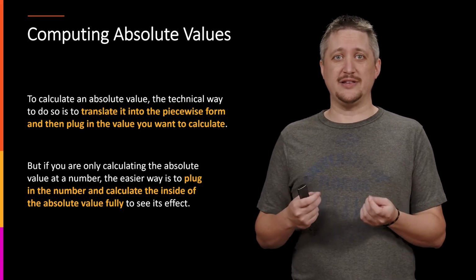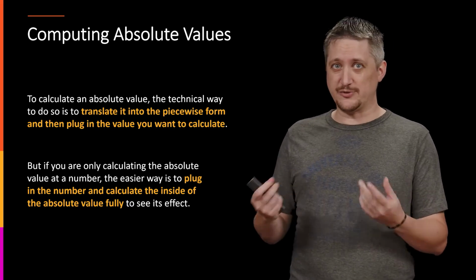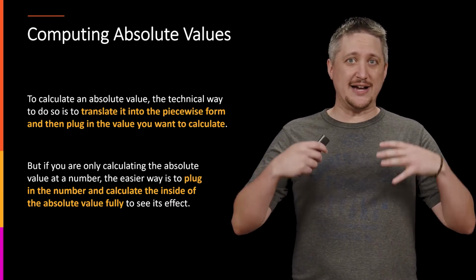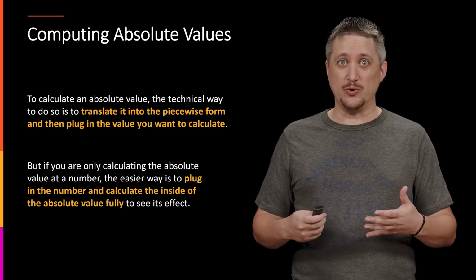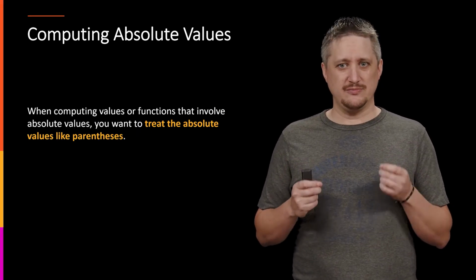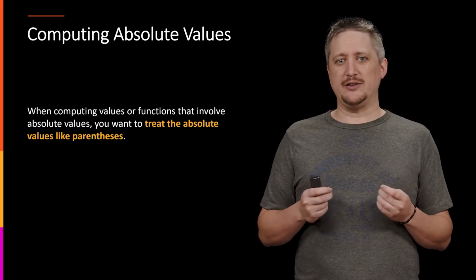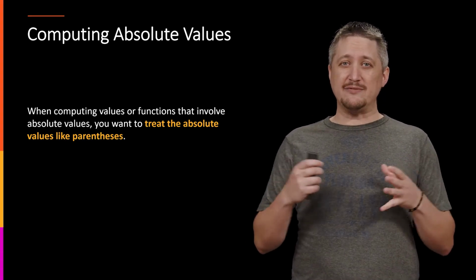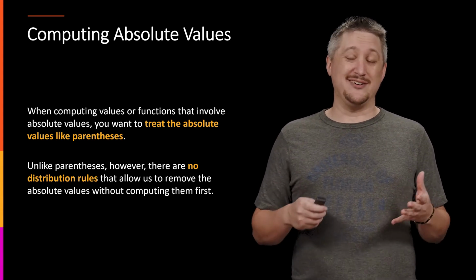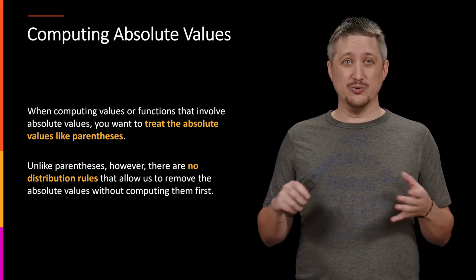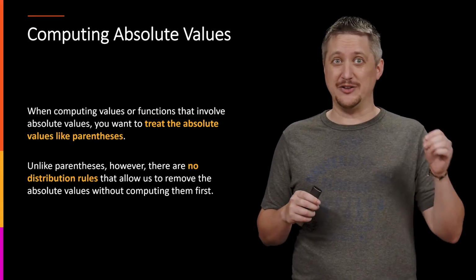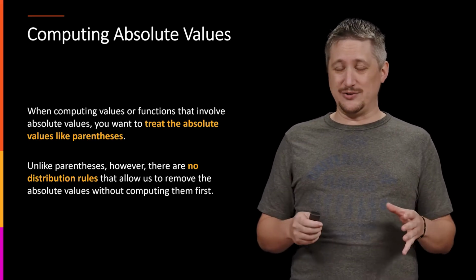So if you're going to be calculating this for a number, as opposed to an expression or some abstract value like x, then you can actually just plug it in and calculate as normal. Now, there are some caveats here. When you're computing values for an absolute value, you really want to treat the absolute value like parentheses, in the sense that you have to do everything inside before you can do anything with the absolute value itself. And importantly, unlike normal parentheses, there are no distribution rules that let you get rid of the absolute value partway through by distributing a number to all the interior. That's not a thing you can do.